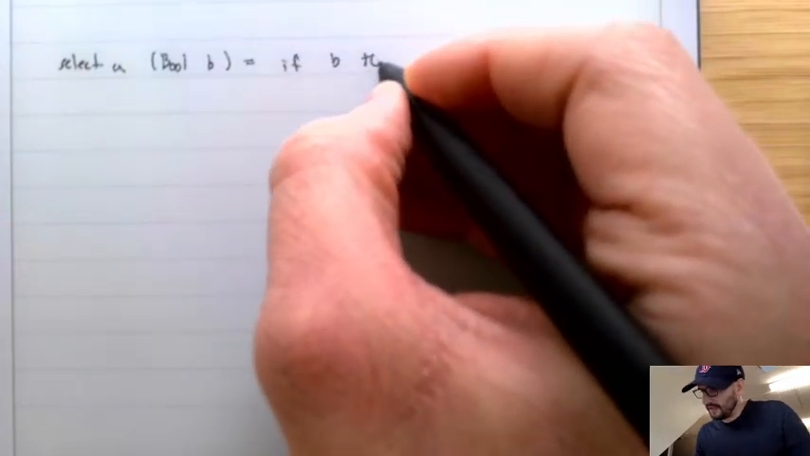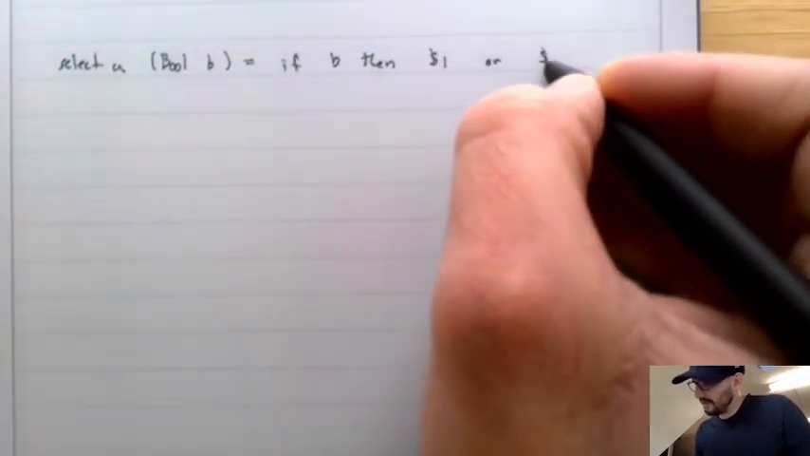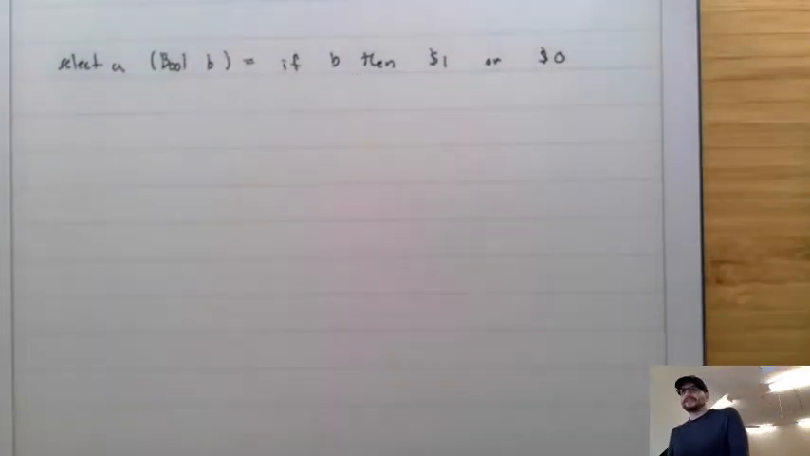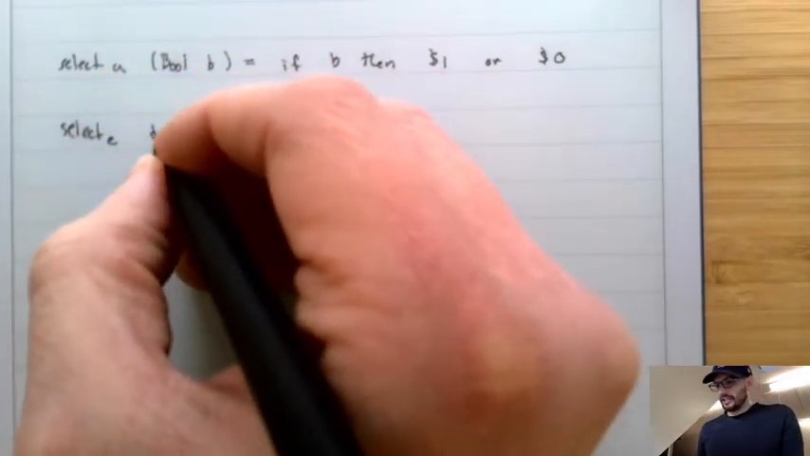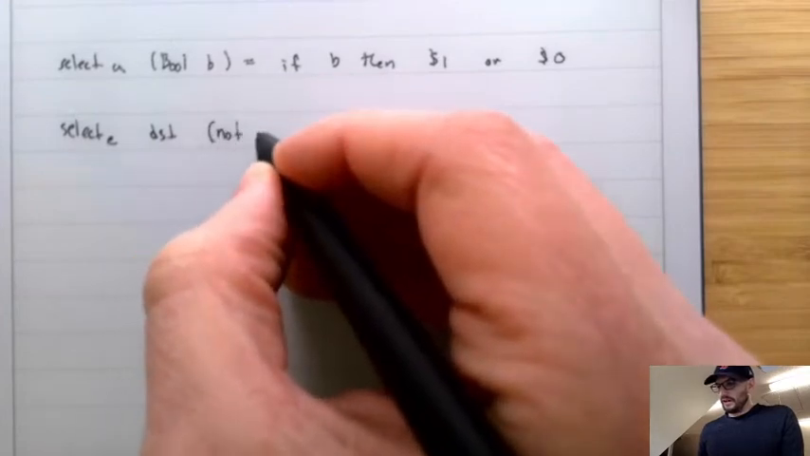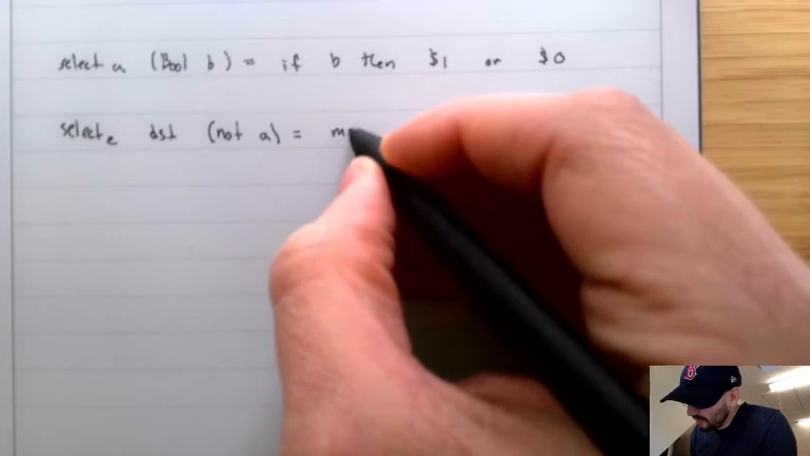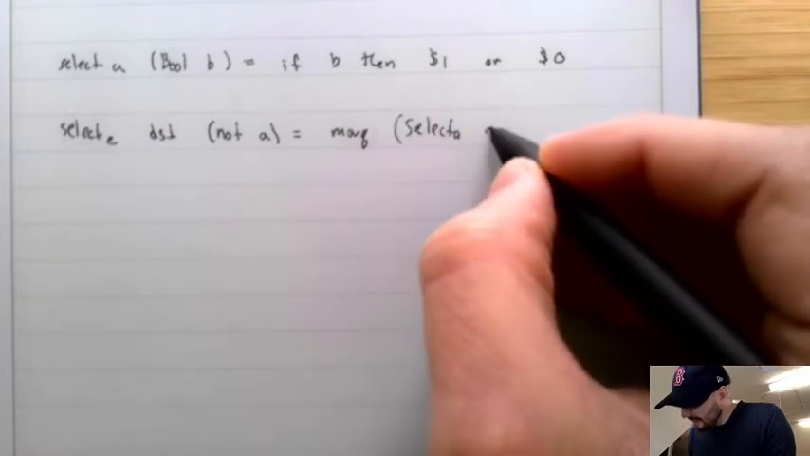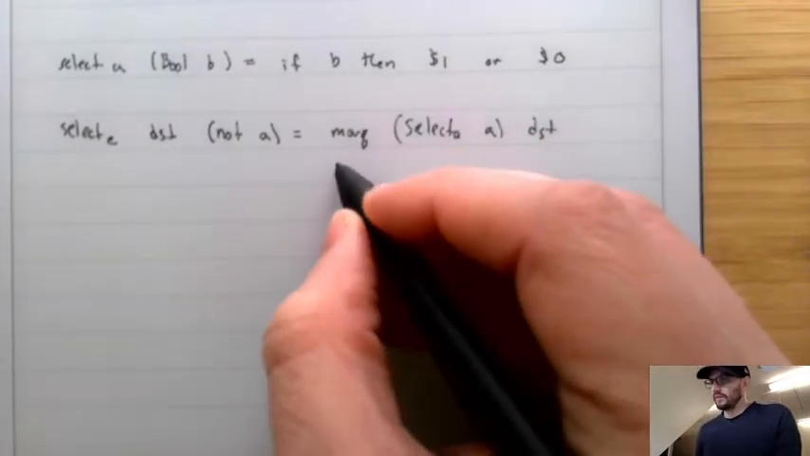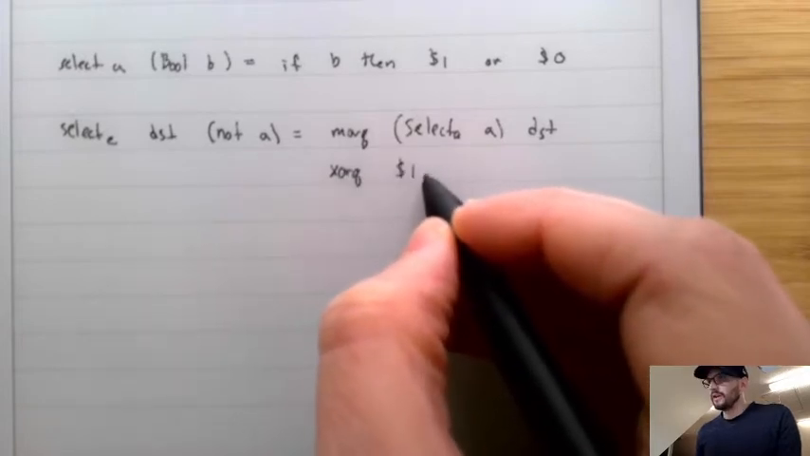We do have to update select A for bools. If we get select A on a bool B, then we'll turn that into either $1 or $0, so we'll turn it into a constant. Select E, recall, has an argument which is the destination. If we are doing a not of an A, then we move Q the select A of the argument into the destination, and after that we do an XOR Q of $1 with the destination.